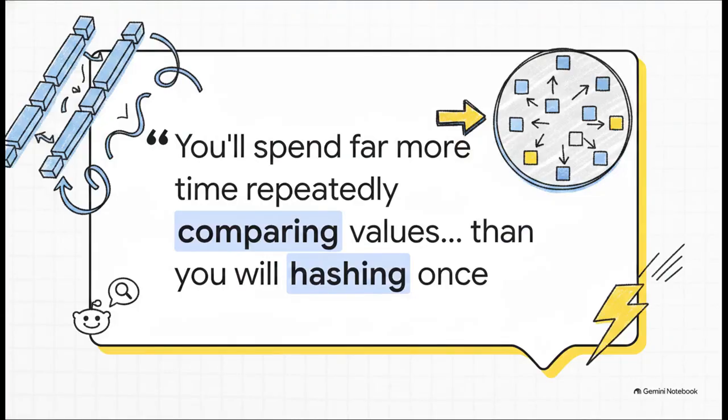To see how this plays out in the real world, I saw this computer science discussion thread on Reddit that highlighted the logic perfectly. One user put it like this: you'll spend far more time repeatedly comparing values across two arrays than you will hashing once and doing O of 1 lookups. So the point here is that the initial overhead of creating the hash set, which takes O of m time, pays for itself massively because you entirely eliminate that endless nested loop. Engineers overwhelmingly prefer hash sets over linear string searches for this exact reason.